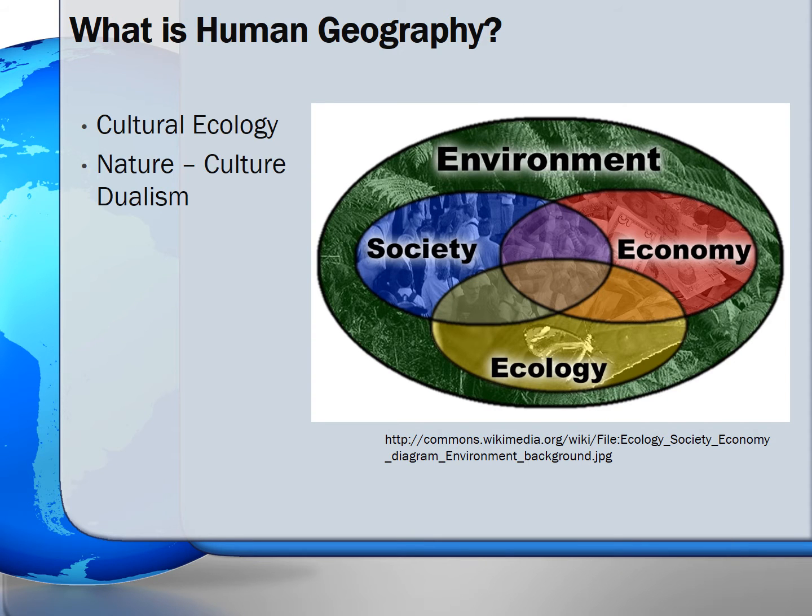Today, geographers deal with cultural ecology, which is a subfield within human geography that studies how humans interact with the land around them. In other words, what do humans do to the land, with the land, and on the land? To understand cultural ecology, first let's define what nature and culture mean. Nature in geography simply means the physical environment.